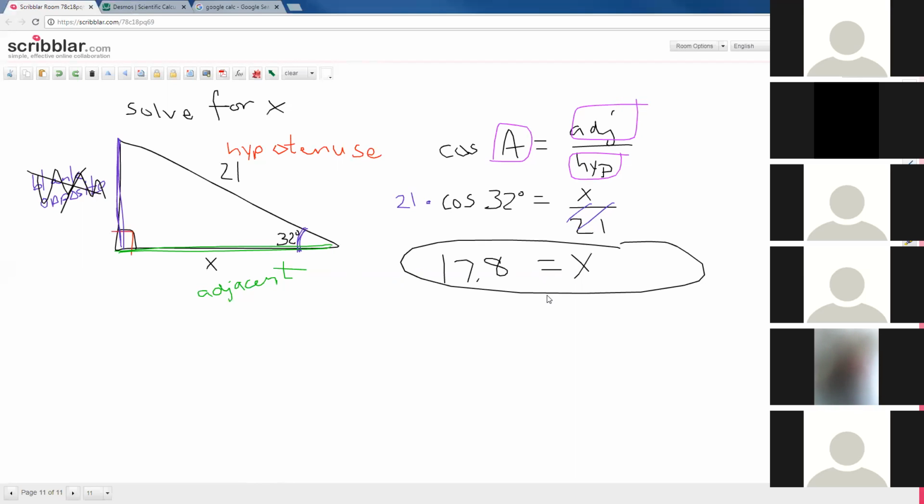So again, be careful with your calculator. Make sure it says DEG somewhere on the screen. Usually there's a button that you just click on to switch it to that if it's not already there.